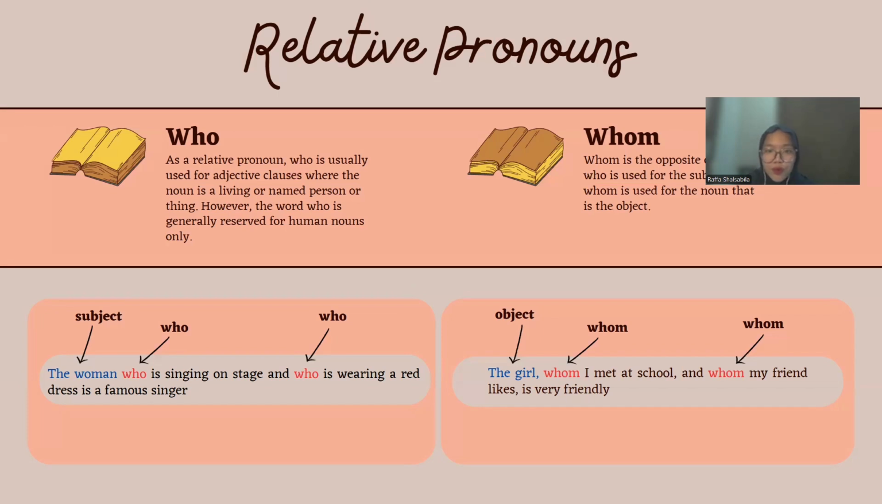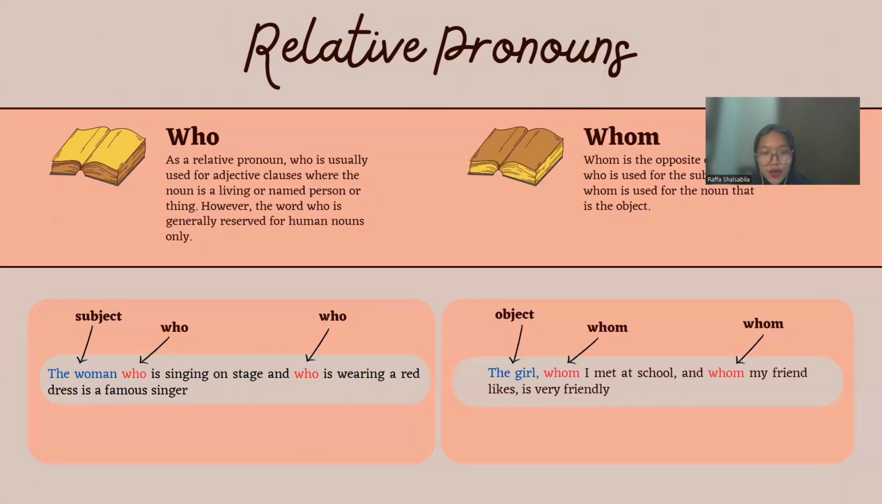Whom. Whom is the opposite of who. If who is used for the subject, then whom is used for the noun that is the object. For example, the girl whom I met at school and whom my friends like is very friendly. The sentence, this girl whom I met at school and whom my friends like is very friendly, consists of one main noun, the girl, which is described by two adjective clauses.